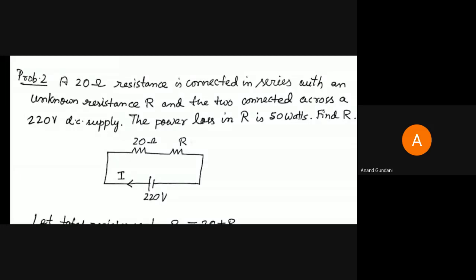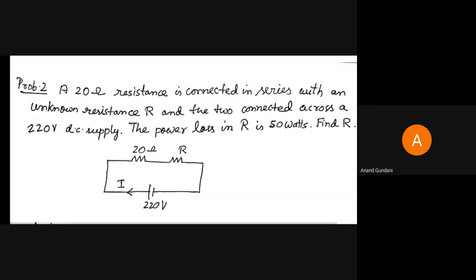So it says that a 20 ohm resistance is connected in series with an unknown resistance capital R. So this is the unknown resistance capital R, and along with that, in series there is 20 ohm. See the diagram. They say the two are connected across a 220 volt DC supply. The power loss in capital R is 50 watts. Find capital R. So how do you think it will be? You can share your ideas.